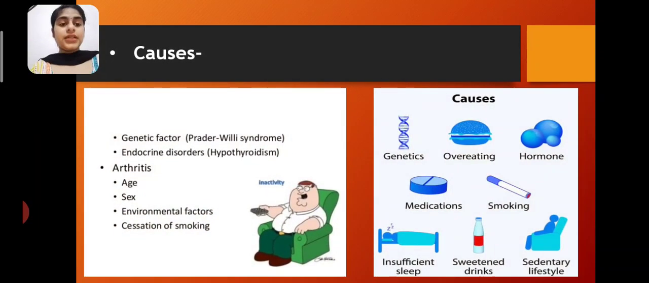Moving on next, again the causes. It can be genetic factor that is responsible for the obesity, overeating, hormonal factors, medications, excessive medications that we take, unnecessary medications also, smoking, sweetened drinks, insufficient sleep, sedentary lifestyle.